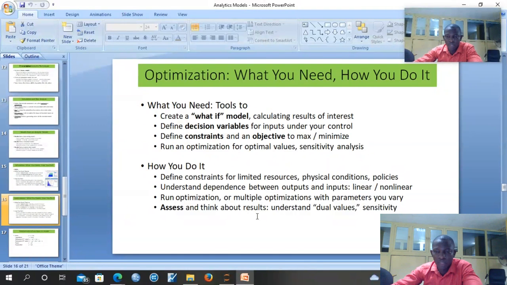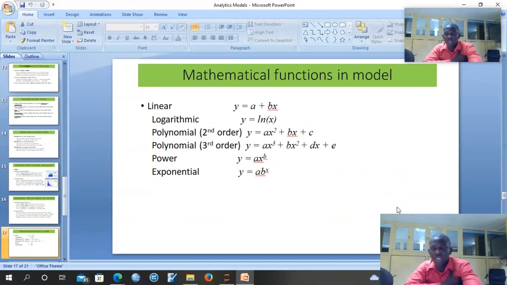Then here we are talking of linear or non-linear models. So it depends on the mathematical function that the model follows. The general one is the linear, which is y equals a plus bx. A is the intercept, b is the slope. When it is logarithmic, y equals log, this is the natural log of x. Polynomial of second order is quadratic, and you have ax squared plus bx plus c. For polynomial of higher order, we have x raised to that power. Then the power function will be something like ax raised to power b. For the exponential function, the x will be at the power.